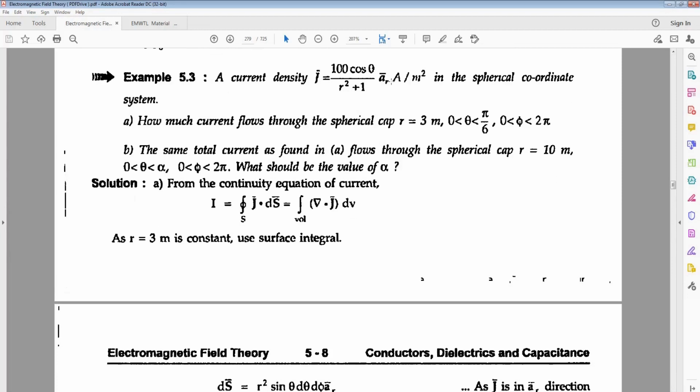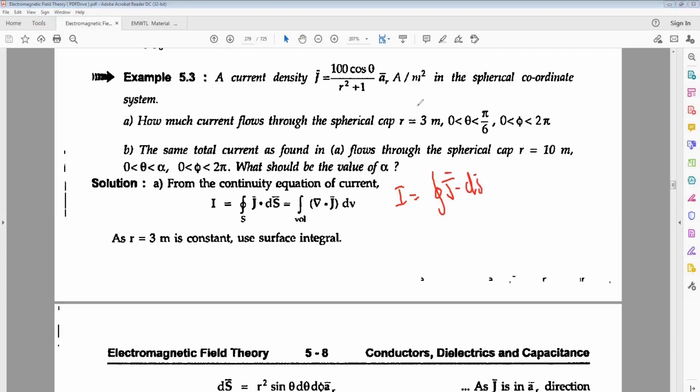The current density is J bar, 100 r² by (r² + 1) a_r amperes per meter square, in the spherical coordinate system. How much current flows through the spherical cap r is equal to 3, theta from 0 to pi by 6 and phi from 0 to 2 pi?